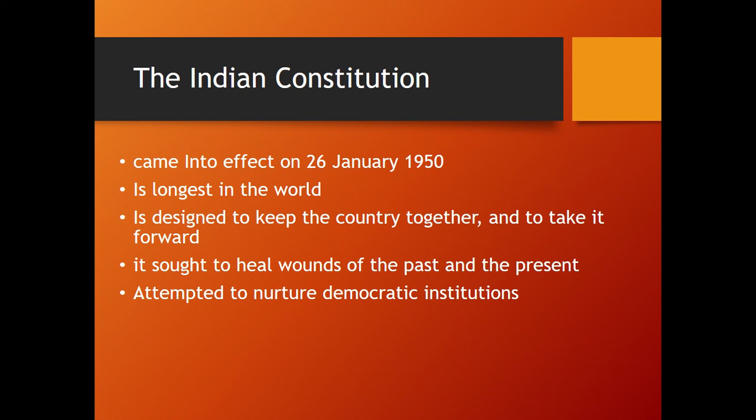This has been a historic date for India because on 26 January 1930 we celebrated our Independence Day prior to getting independence. The Indian Constitution is the longest constitution in the world. It is designed to keep the country together and to take it forward. It sought to heal the wounds of the past and the present, and finally attempted to nurture democratic institutions.